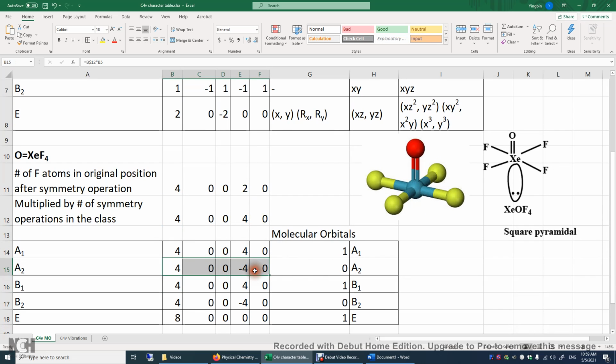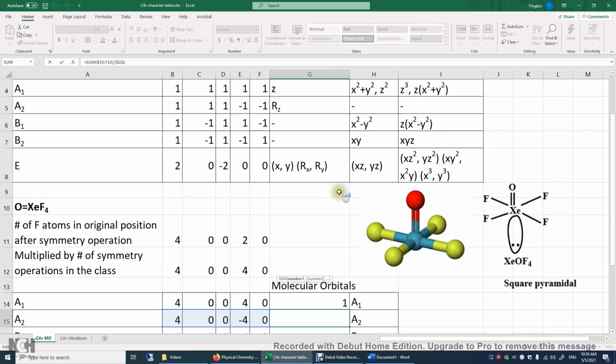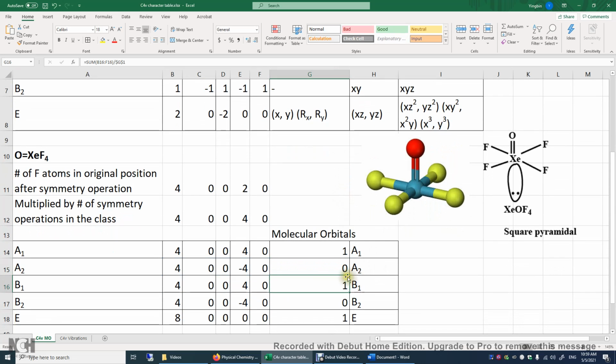Again, we sum up these five numbers divided by the order of the character table. So the sum of these five numbers divided by G, the order of the character table, you get 0. That means a 0 at most have this A2 symmetry. So if we keep doing this, basically we just need to drag it down here.